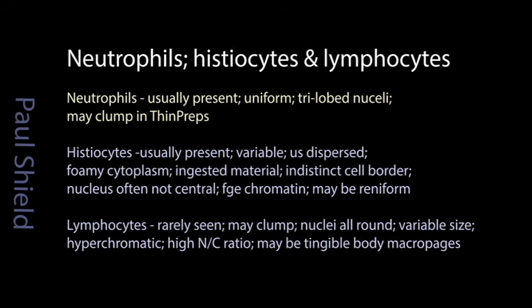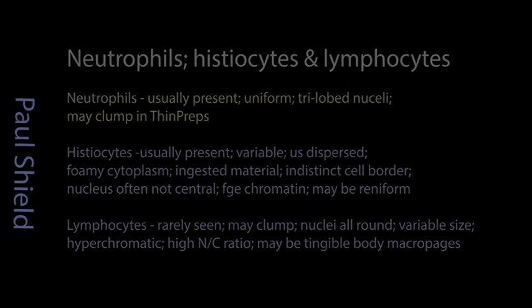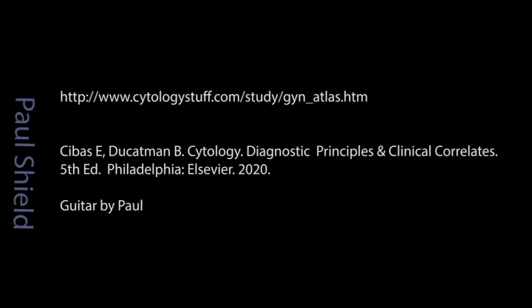Often the nuclei are a bit hyperchromatic, and they have a very high NC ratio, being lymphocytes, even normally, but they always are uniformly round in shape. Occasionally there may be macrophages or histiocytes present with them that have little bodies in the cytoplasm. We'll talk more about those when we do lymph node cytology.